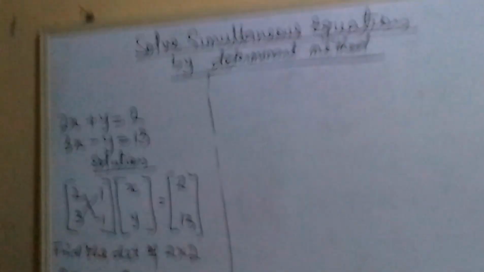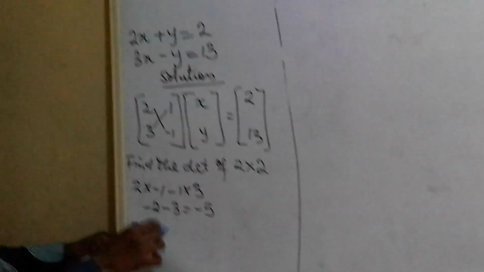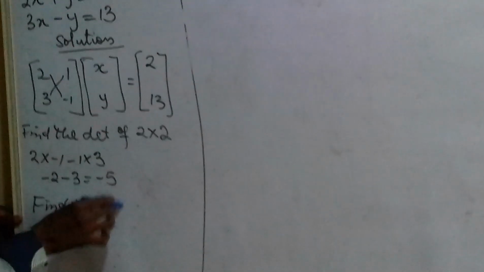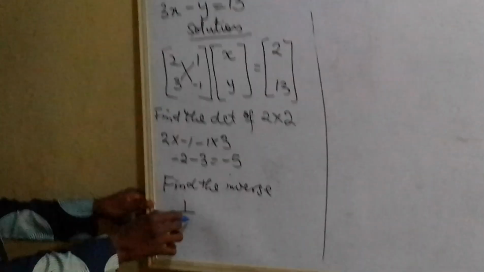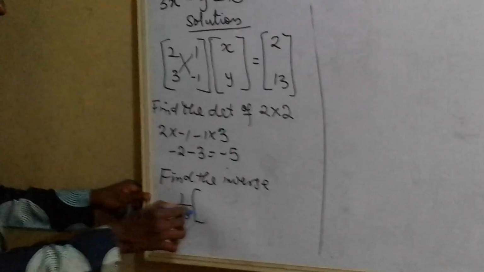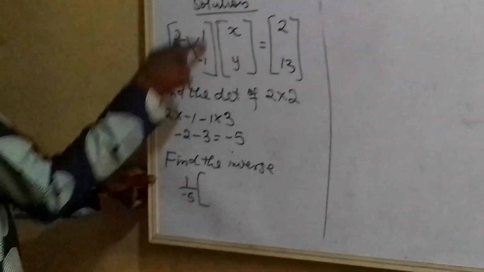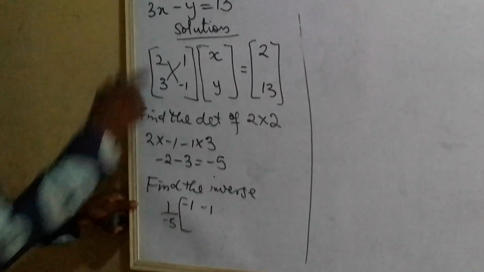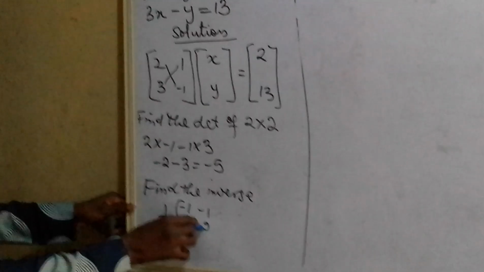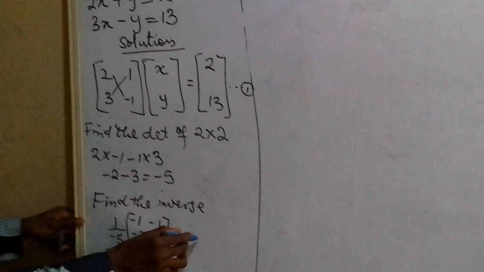So I will now find the inverse of this matrix. The inverse means 1 over the determinant, which is minus 5, into the adjoint: a, b, c, d becomes d, minus b, minus c, a. That is minus 1, minus 1, minus 3, 2. So let me call this one equation 1 and this one equation 2.